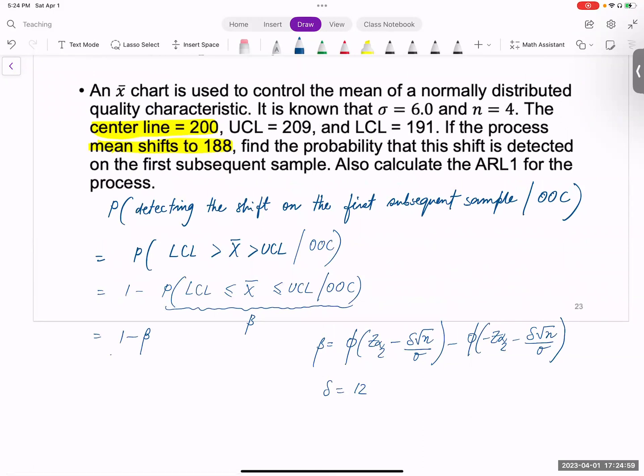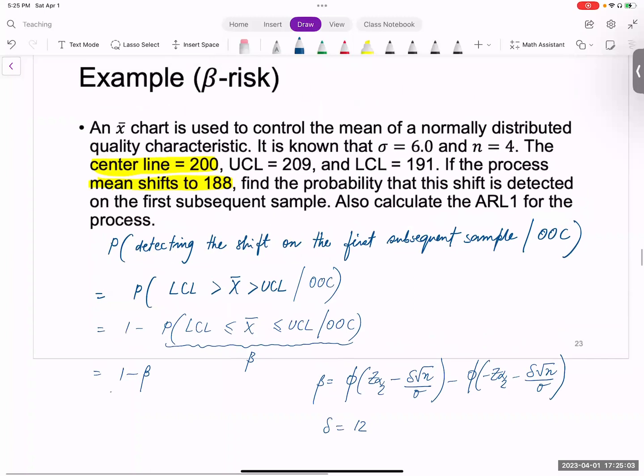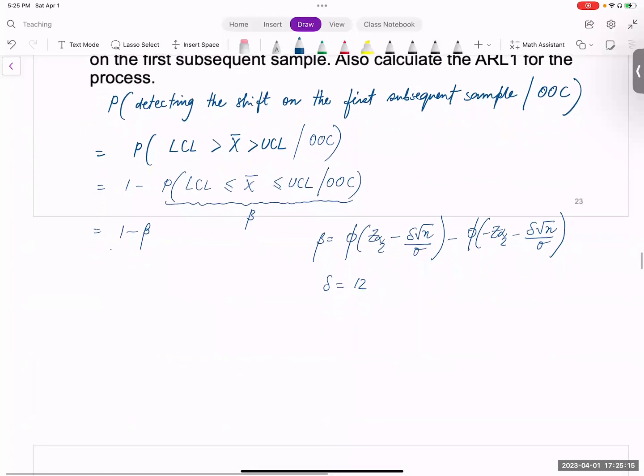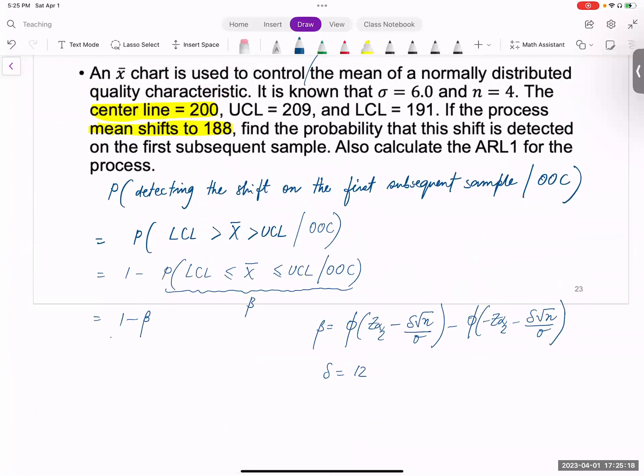The question does not say anything about the value of z alpha over 2, but I'm going to assume for simplicity right now that z alpha over 2 is 3. So now I also know sigma. Sigma is 6 and n is equal to 4.